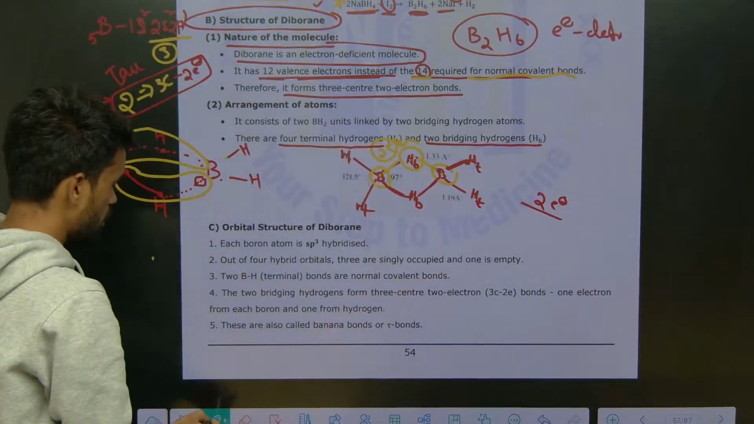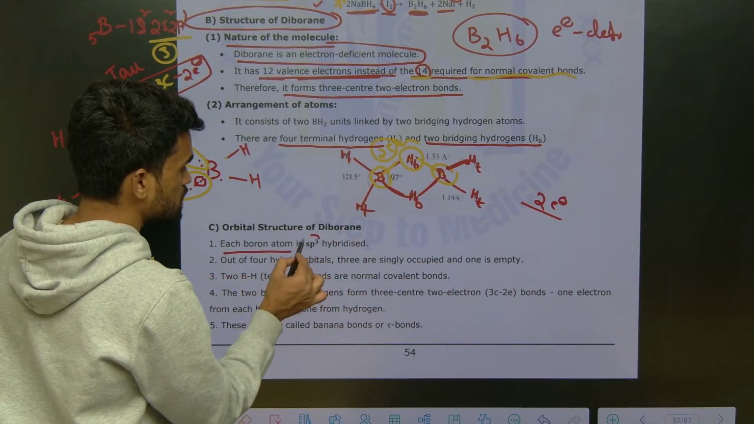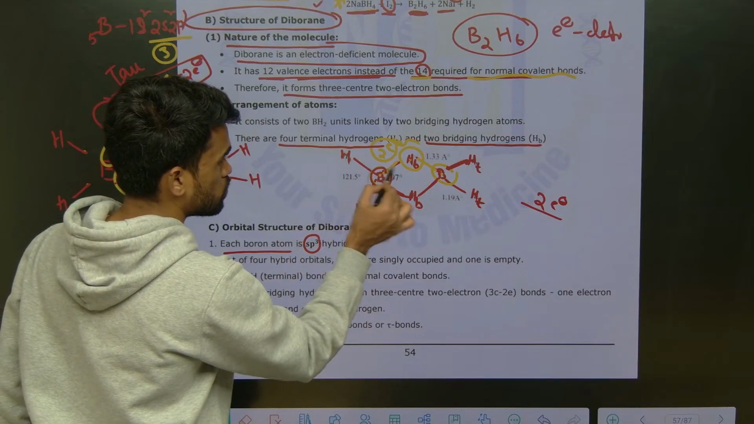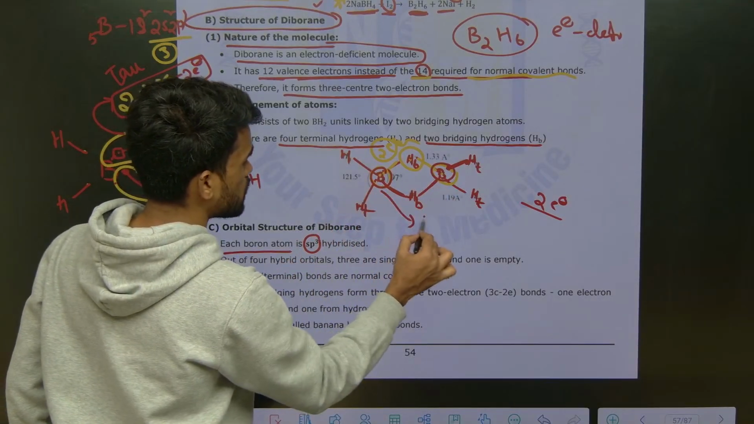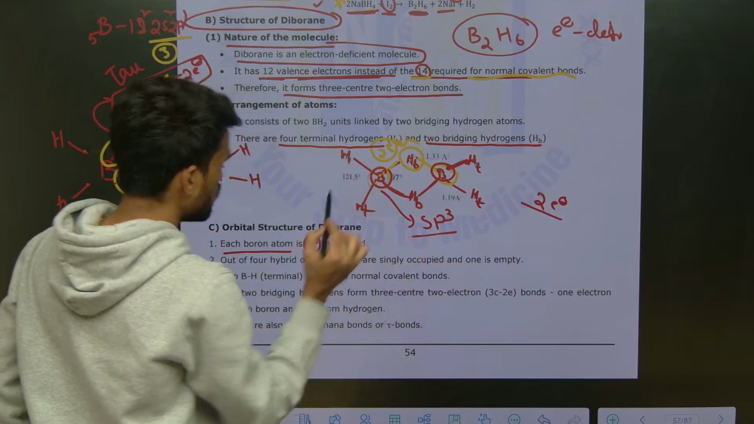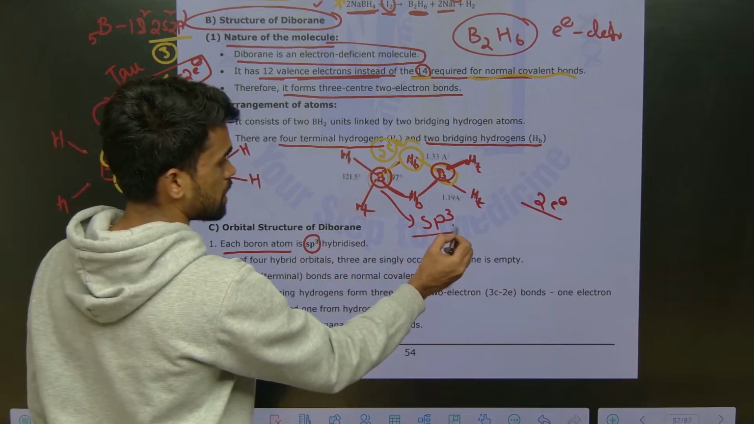Now look here, each boron atom is sp3 hybridized. What is the hybridization of each boron in this diborane? It is sp3 hybridized. This is a question you need to remember. In the EAP set also this is a question.